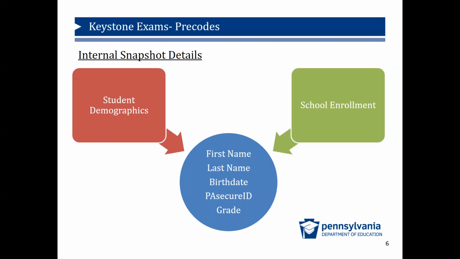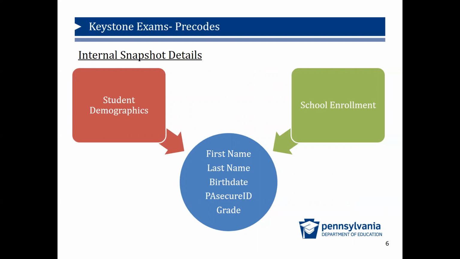This is why there's so much emphasis on getting these fields right. The 5 matching criteria are first name, last name, date of birth, PA Secure ID, and grade. Please make sure the student's PA Secure ID is unique to the student. Students with 2 IDs or 2 students sharing 1 ID have to be resolved. Contact the PIMS Application Support Desk for help with PA Secure IDs.